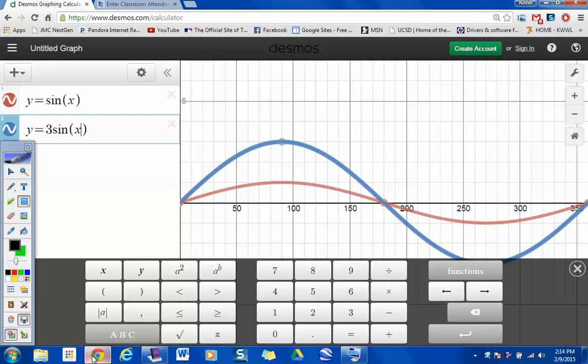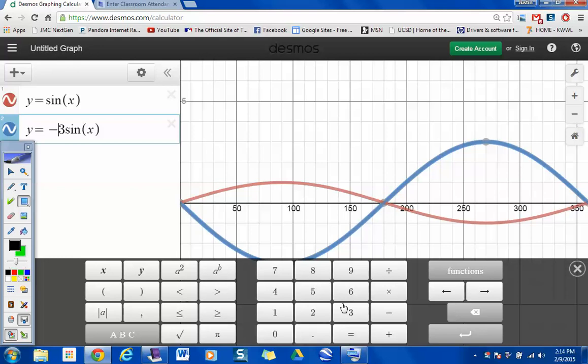Now, what if this was a value of a that was, say, less than 1? Instead of stretching it out vertically, what might it do then? Shrink it. Collapse it. Okay. Any idea what a negative sign would do up here? What if this was negative 3 up here? Flip it. You bet. Let's just confirm that real quickly. Let's put a negative right in here and see what happens. Still stretched, isn't it? Still stretched, but it's just flipped there, right?